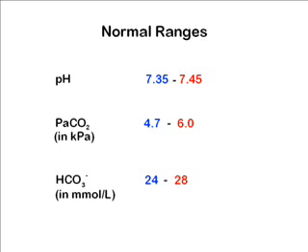Now what I've given here are the 3 most important normal ranges on an arterial blood gas analysis form. And these are the 3 that you'll be looking at to determine the nature of the patient's acid-base imbalance. The first is the pH, which has a normal range of 7.35 to 7.45. The next is the PaCO2, the partial pressure of carbon dioxide, and the normal reference range given for this is 4.7 to 6.0 kilopascals. And finally we have bicarbonate, which has a normal range of 24 to 28 millimoles per litre. So remember these 3 normal ranges, as they are the 3 most important ones that you need to know when analysing an arterial blood gas.